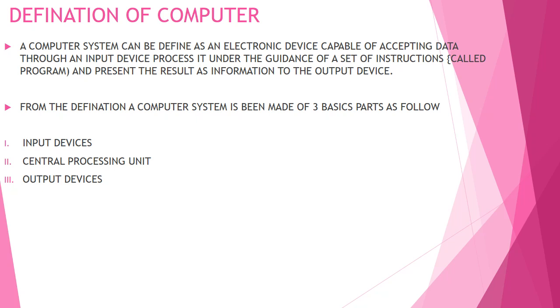So from the definition of a computer system, it is made of three basic parts. As we said earlier, they are capable of accepting data through the input and processing the data, which will be the central processing unit, in order for us to have the output. Then from the definition, a computer system is made of three basic parts as follows. We have the input devices, the central processing unit, and the output devices.